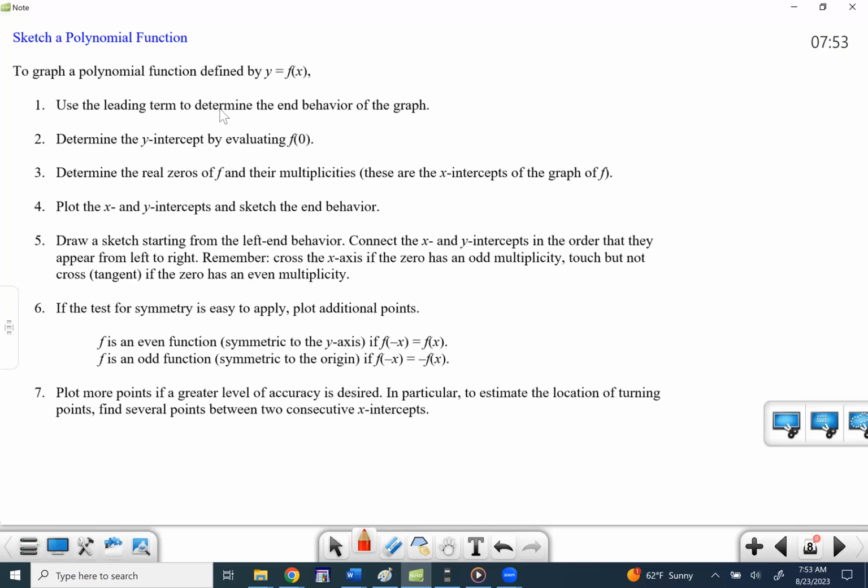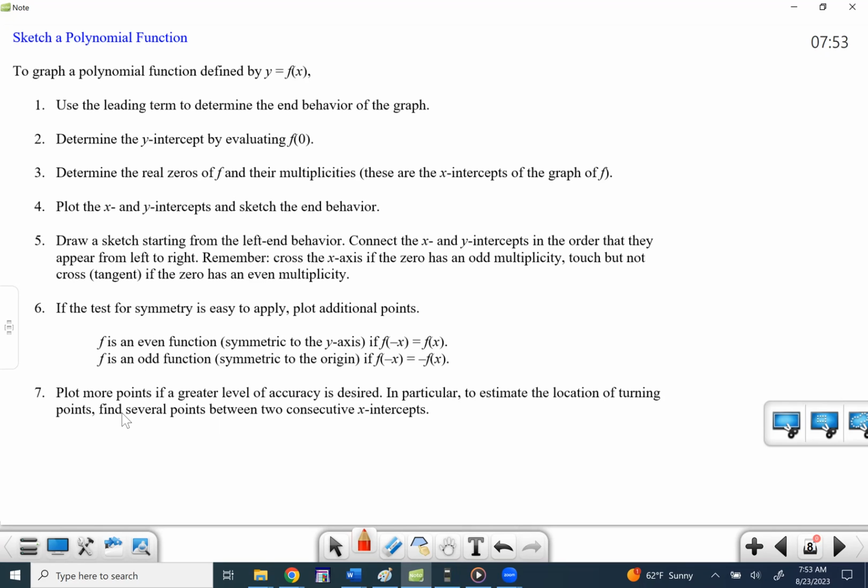Use the leading term to determine the end behavior of the graph. We'll definitely do that. Determine the y-intercept. We'll definitely do that. Find the zeros and their multiplicities. We'll definitely do that. So 1, 2, and 3, we're doing every time. 1, 4 also. Plot the x and y-intercepts and sketch the end behavior. Number 5 we'll do also. Remember the multiplicity. If it's even, we'll just have to be tangent to the x-axis. If it's odd, we'll cross through the x-axis. Number 6 will come up on one of our examples today. It doesn't come up often, but when you can spot it, it's nice.